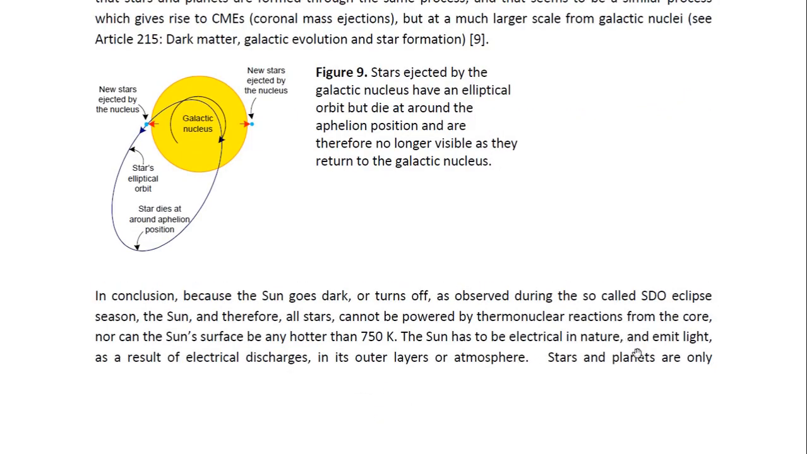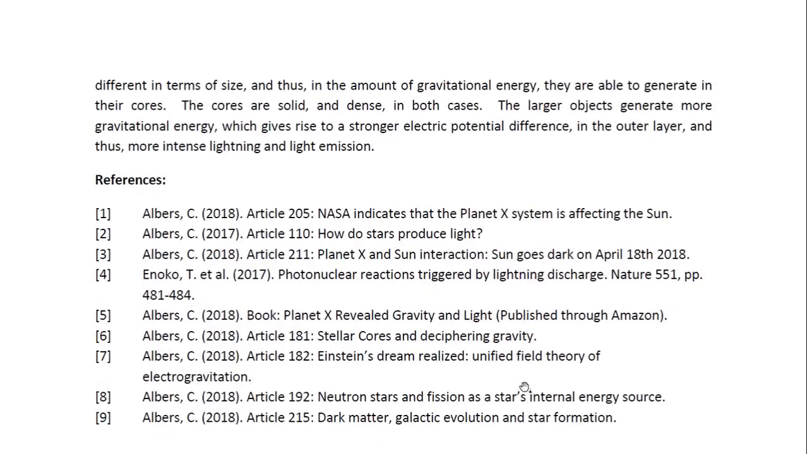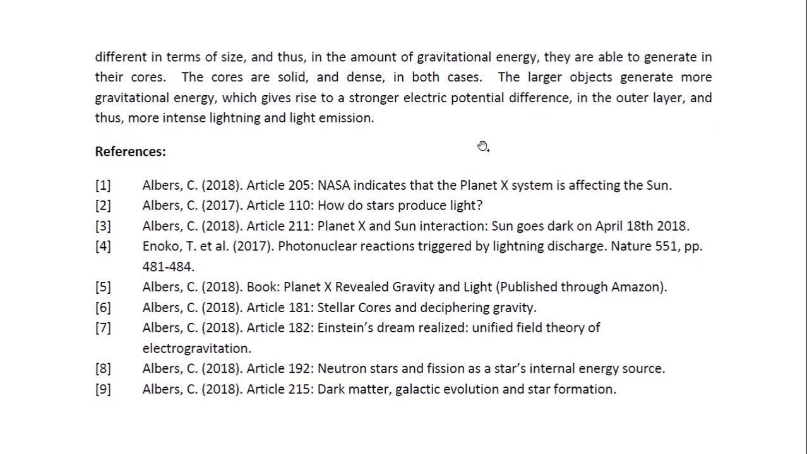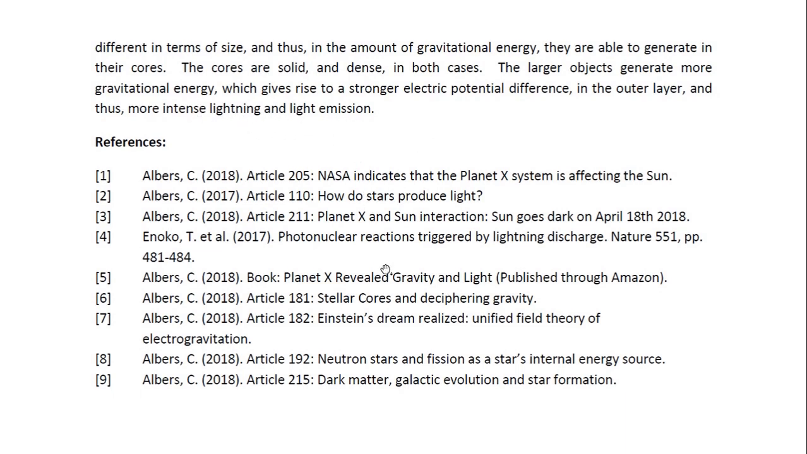The sun has to be electrical in nature and emit light as a result of electrical discharges in its outer layers or atmosphere. Stars and planets are only different in terms of size and thus in the amount of gravitational energy they are able to generate in their cores. The cores are solid and dense in both cases. The larger objects generate more gravitational energy, which gives rise to a stronger electric potential difference in the outer layer and thus more intense lightning and light emission.